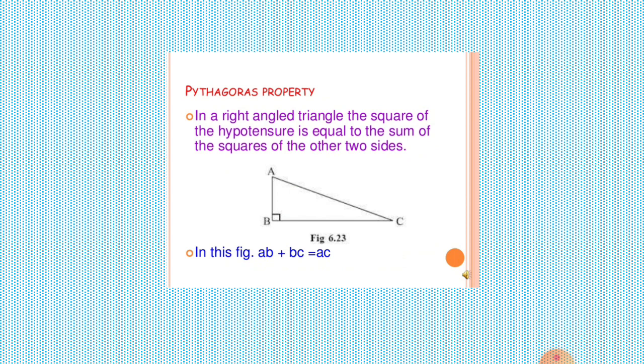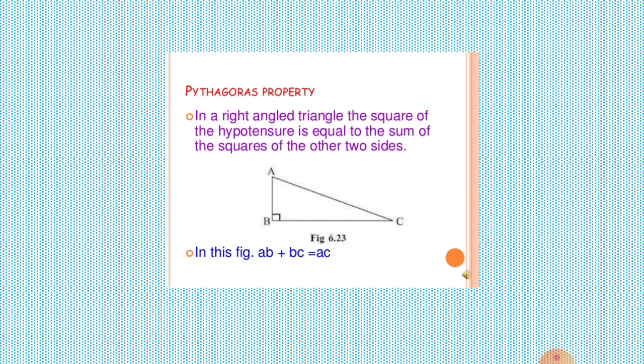Pythagoras property. What is the Pythagoras property? Already you know that. It is about a right angle triangle. Remember the right angle triangle. What is a right angle triangle? A right angle triangle means 90 degrees. So at 90 degrees, the triangle has a right angle.